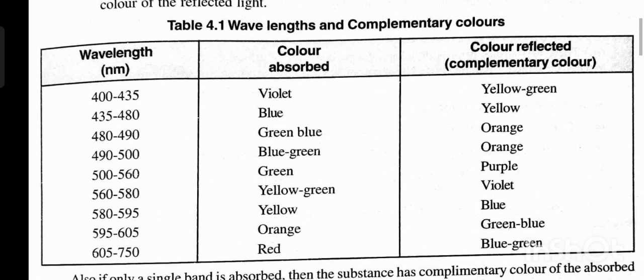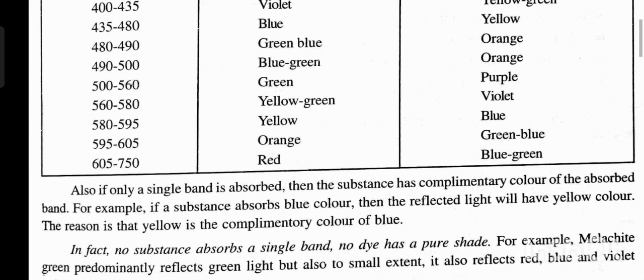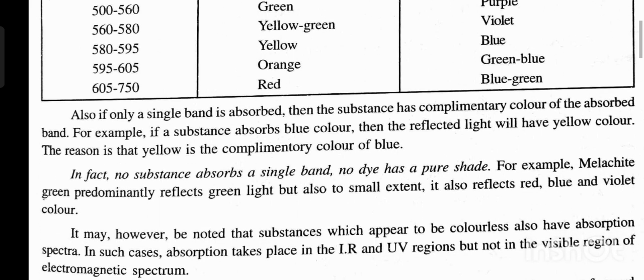Wavelength, color absorbed, color reflected. When any substance absorbs violet color, it gives yellow green color. When a fiber absorbs blue color, it gives yellow color, and so on. Also, if only a single band is absorbed, then the substance has the complementary color of the absorbed band. For example, if a substance absorbs blue color, then the reflected light will be yellow color. The reason is that yellow is a complementary color of blue.